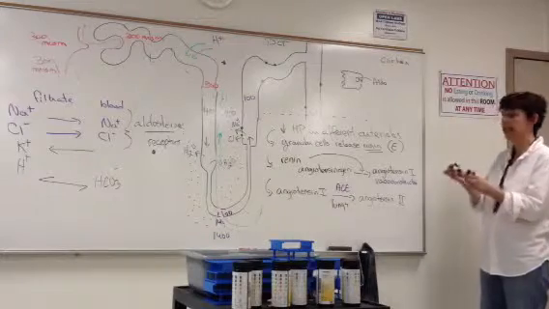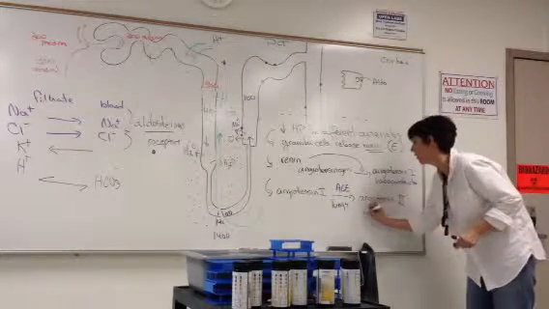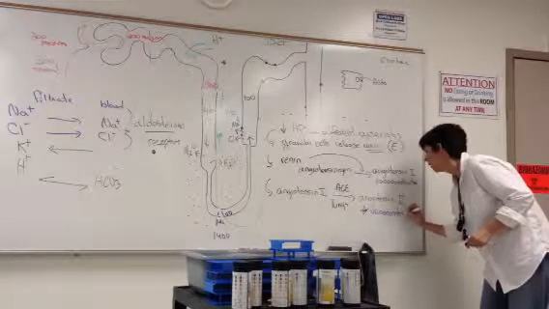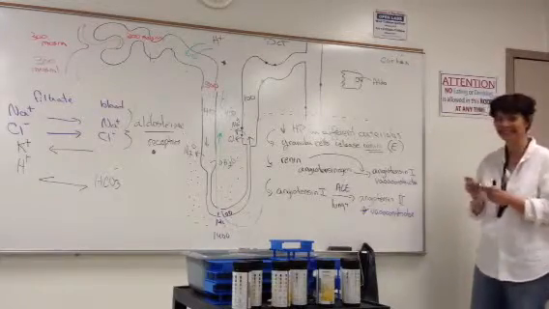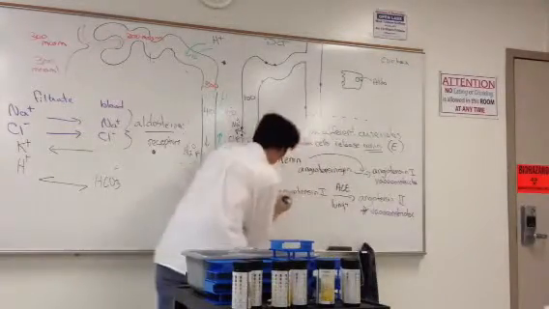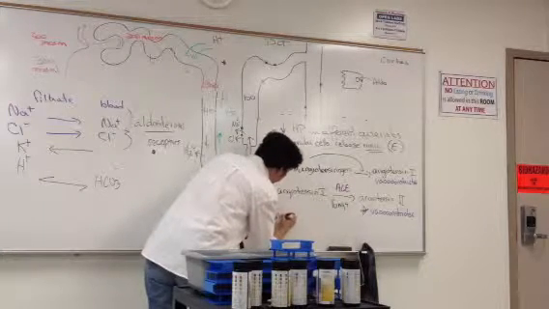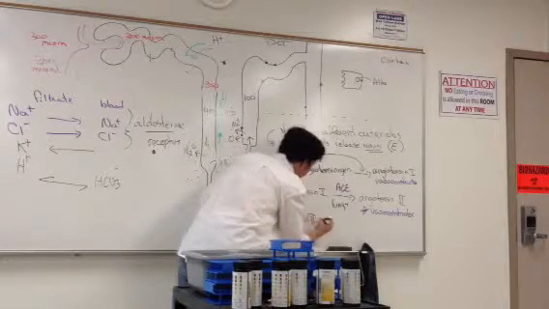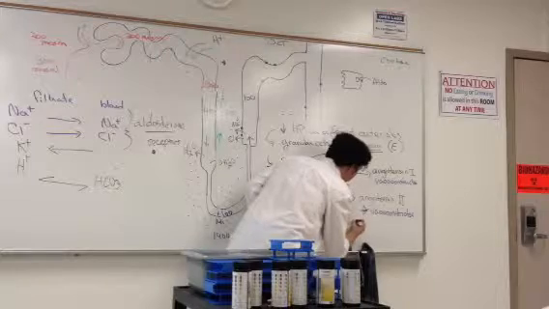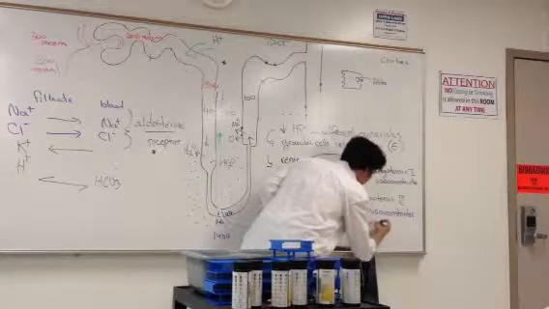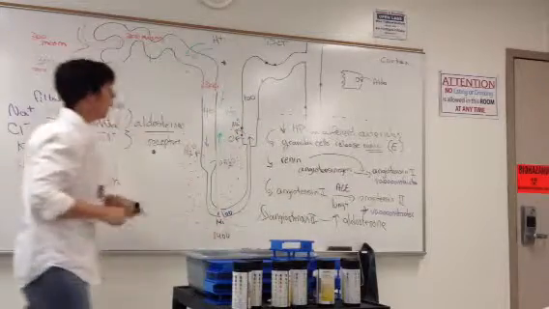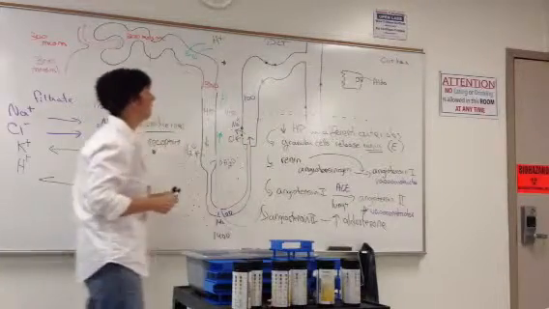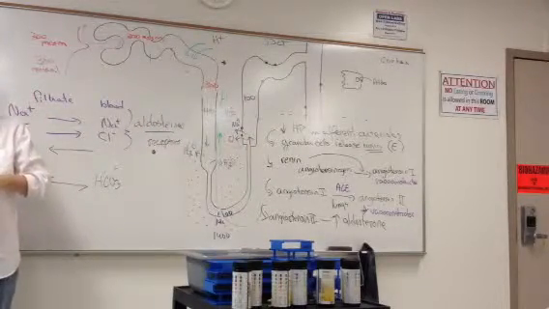Angiotensin 2 is also a vasoconstrictor, a very strong vasoconstrictor. But it has another effect. This is the last one I'm going to write up. Angiotensin 2 stimulates the adrenal glands to release aldosterone. So aldosterone then goes to our distal convoluted tubules and our collecting ducts.